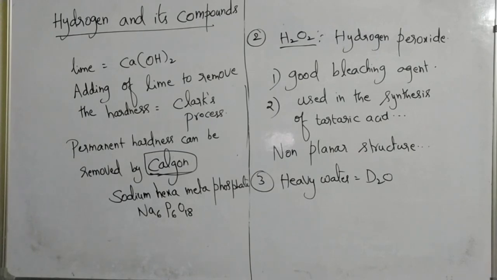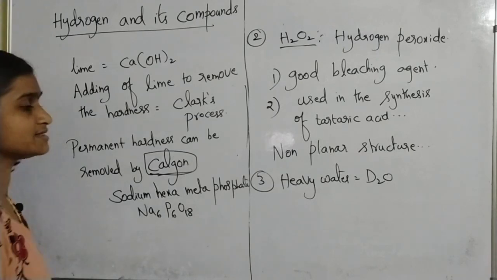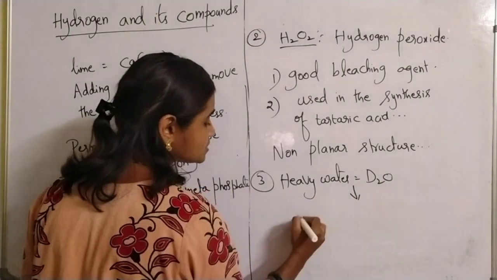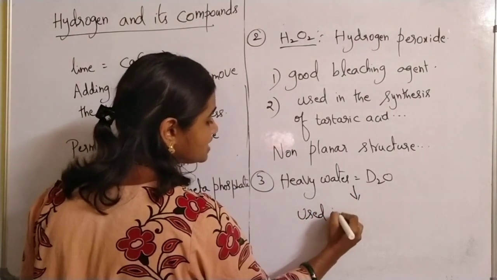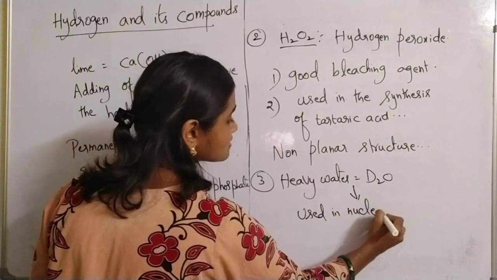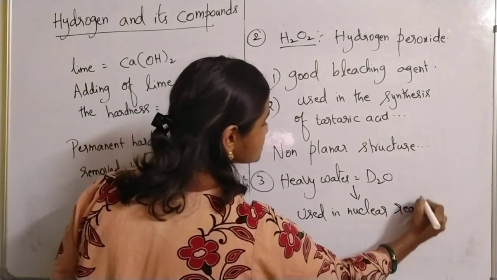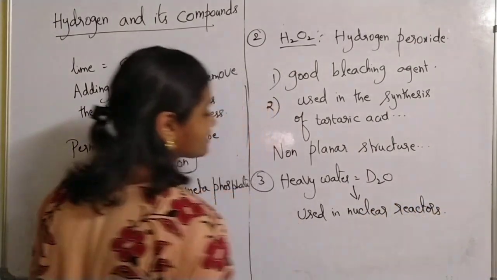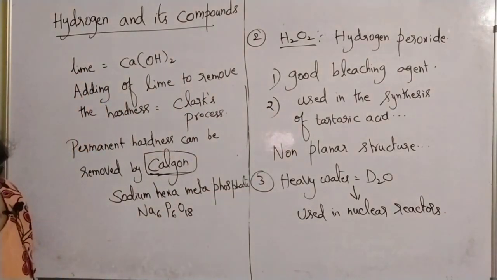D2O is largely used in what? Nuclear reactors. Okay, mostly used in nuclear reactors. So heavy water, D2O. Okay, so like that you have certain topics that have been covered in this lesson.